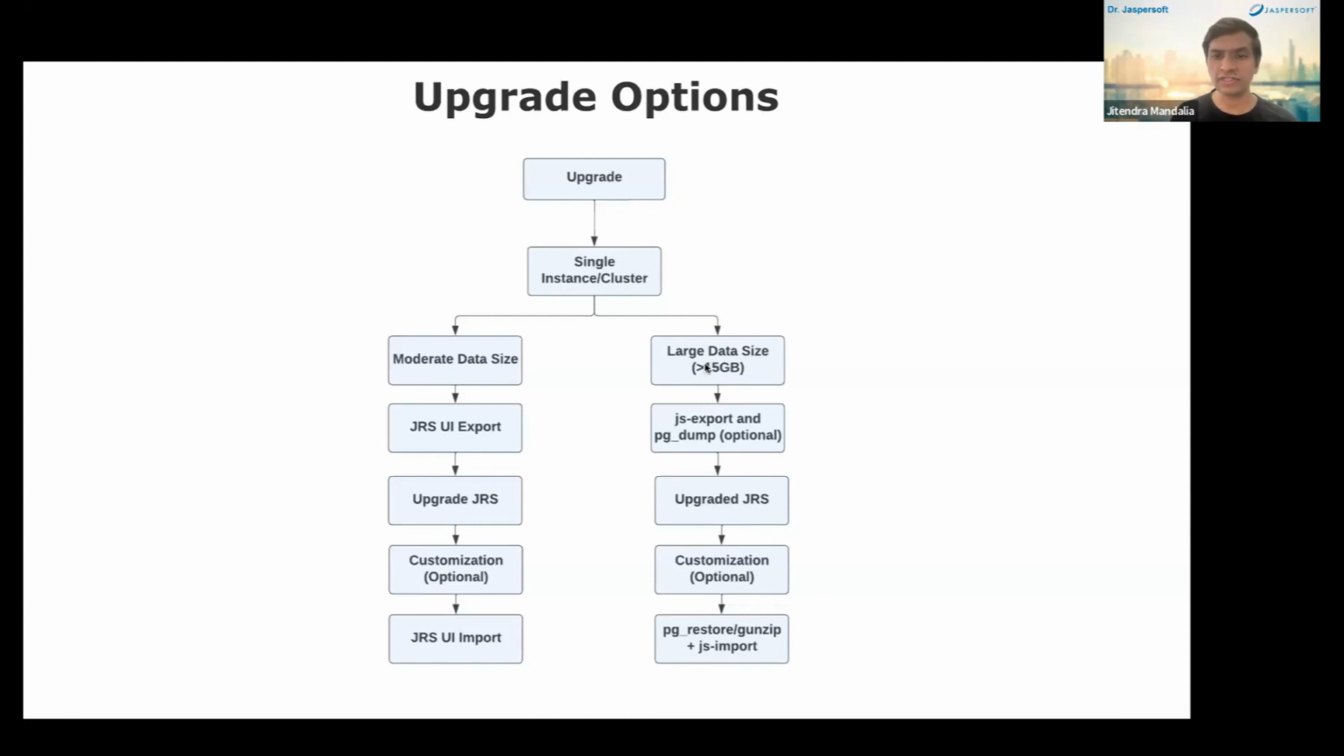While if it is a large data size, let's say greater than 15 GB or more, then you need to follow more steps, where you can do two things. One is you can manually export through the command line, going through the instance, whether it is a cluster, a single instance or AMI. You go to the particular instance, you run the JS export command, and then export out all your resources. And you use the pg_dump command to take the backup of all your database resources, all the database tables and data.